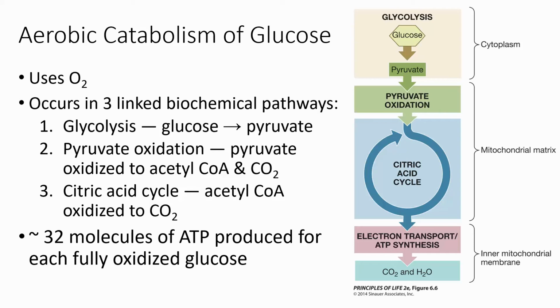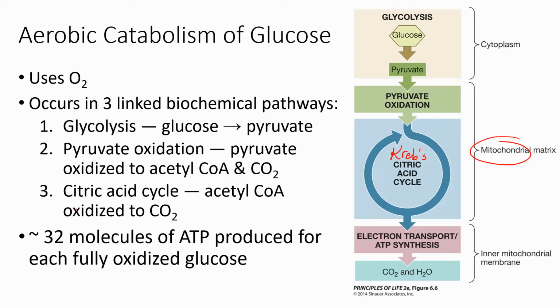Whereas when we have oxygen present, we can then go on to pyruvate oxidation and the citric acid cycle, also called the Krebs cycle. Pyruvate oxidation and all the other steps of aerobic respiration all happen in the mitochondrion. So that's just a note.